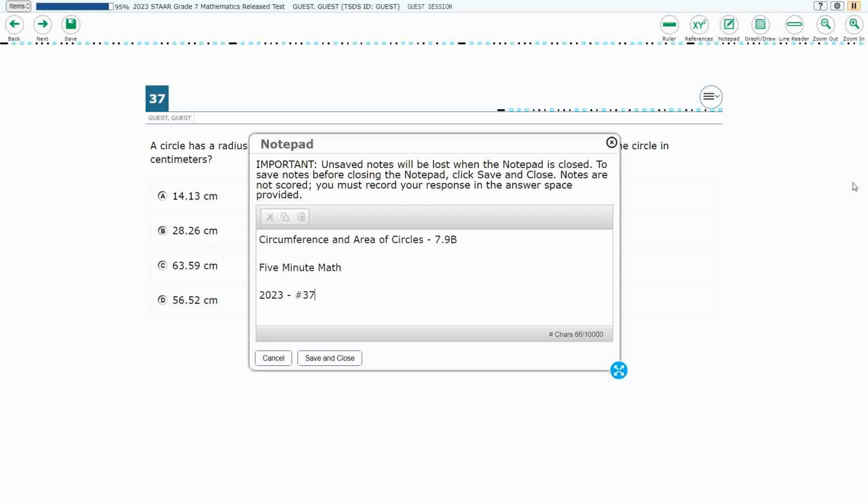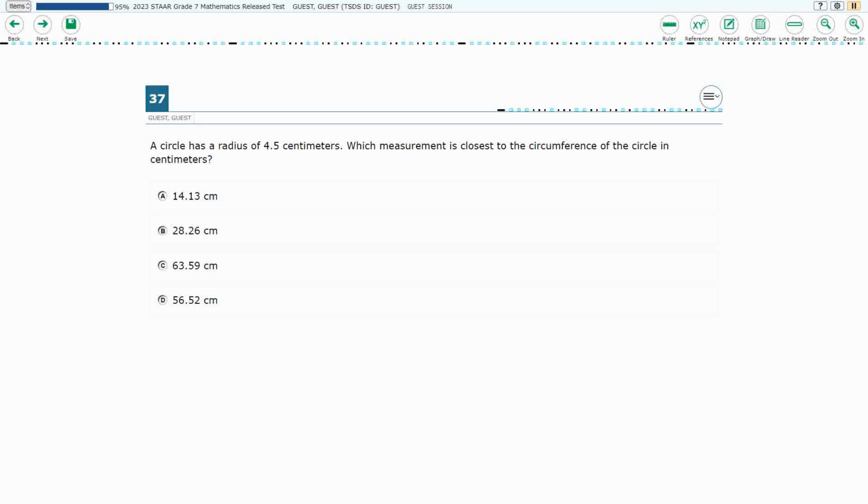Today we are looking at the 7th grade concept of circumference and area of circles. This is standard 7.9b in the great state of Texas, and we're using item number 37 of the 2023 released STAAR test. If you haven't done so already, please go ahead and take a moment to pause the video, work this problem out on your own, unpause it, and we will look at our answers together.